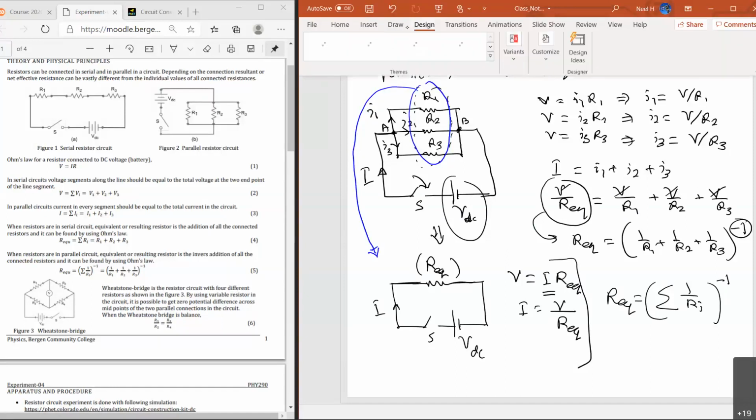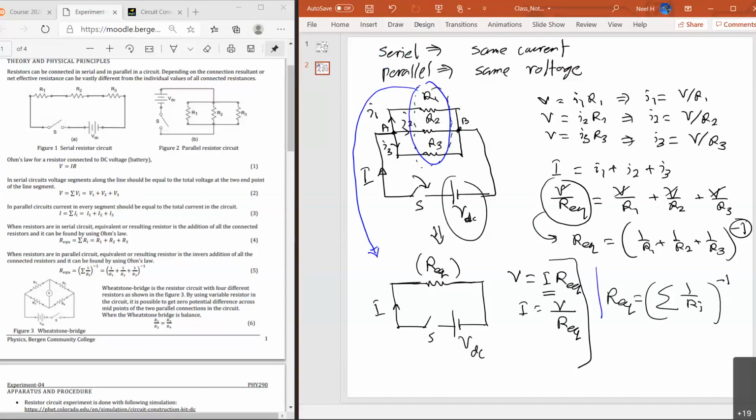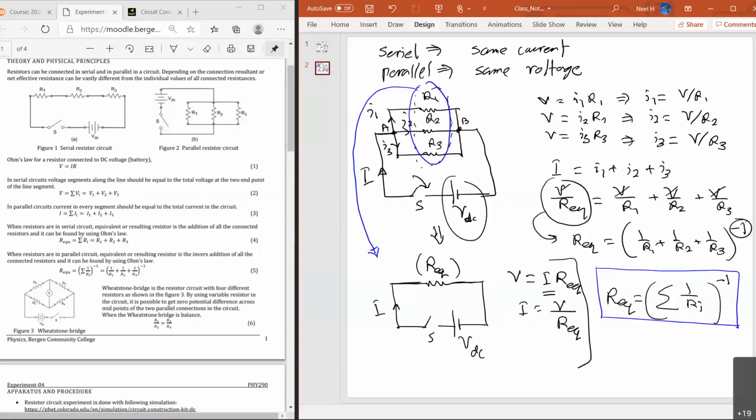Okay, question. So these two equations, yesterday we did for the capacitance. Remember, for the capacitance, these two are flipped, okay? If you have parallel capacitance, it is direct addition. If you have serial capacitance, then it is inverse addition, okay?